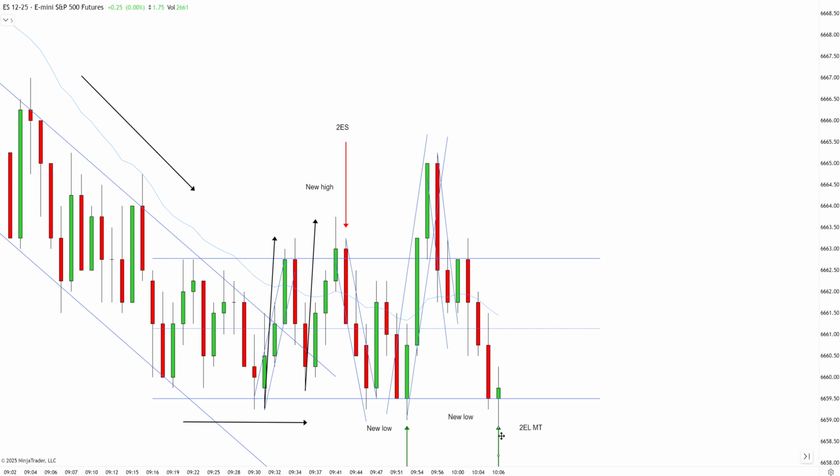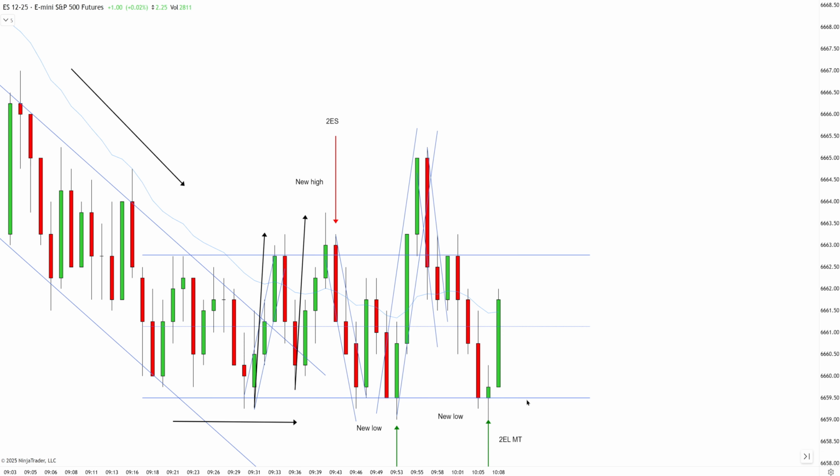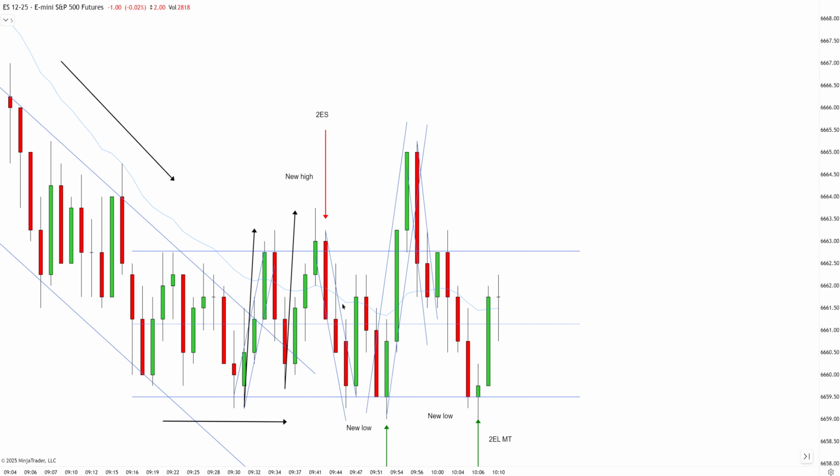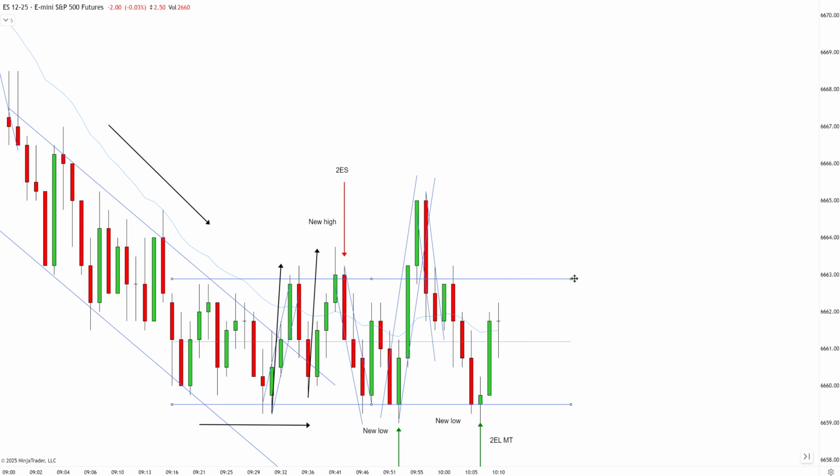Great high probability setup. I tried to take this trade, but it went too quickly. I was too slow to react. I wasn't filled, but it's a great second entry long multiple test, because at this point the range is so tiny that it's pretty much the only structure that we have to trade now.